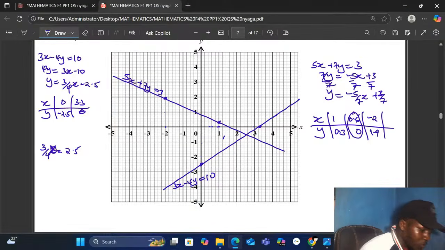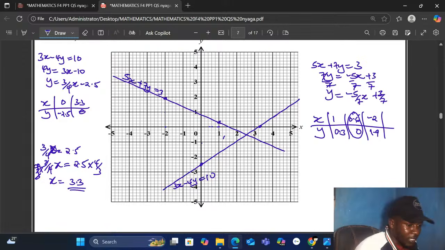So now we take 3 over 4 x, now that y is 0, to be equal to 2.5, so that we multiply both sides by 4 over 3, so they cancel out, then x becomes what, 3.3. That is when y is 0.